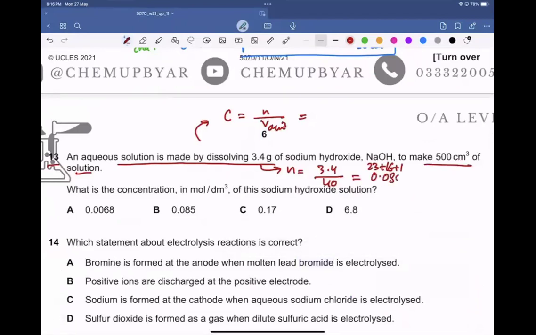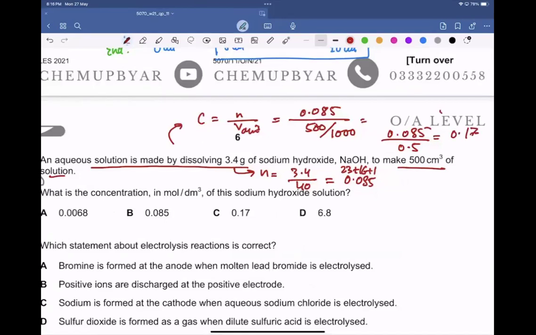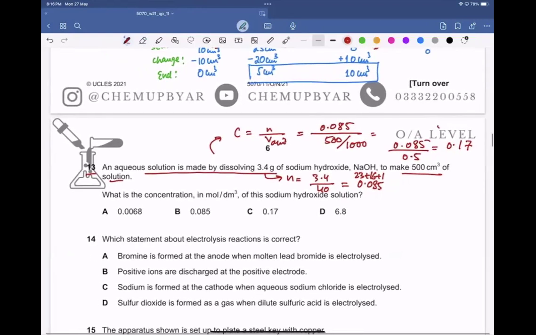0.085. So we got the moles 0.085 divided by 500 cm³, which is in cm³, so we have to divide it by 1000. So it is going to be 0.085 over 0.5, or over 2. So it is going to be, I think, 0.17. Can anyone calculate and confirm? So A, B, and D go wrong. Okay, thank you, Eliza. And C is the correct answer. Thank you, Fatija. Now, question number 14.